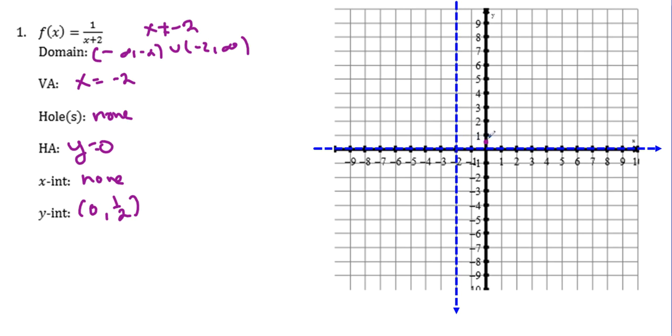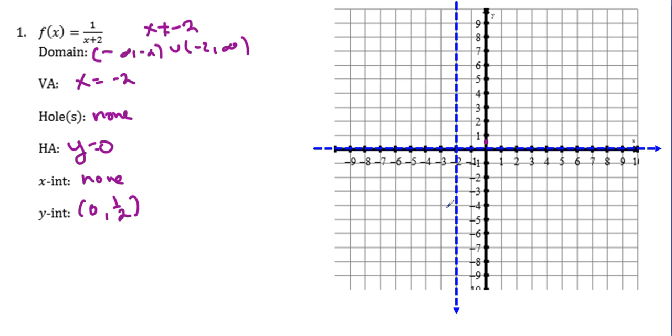So I probably want to pick a few other points because I remember my parent function. I know I'm down here and I know I'm over here. But if you forget, you probably want to pick a few points like -5 or -7. When you put that in there, you obviously get a small negative fraction. And when you start putting in like 5 over here, you're going to get a small positive fraction. So our end behavior is approaching y equals 0.